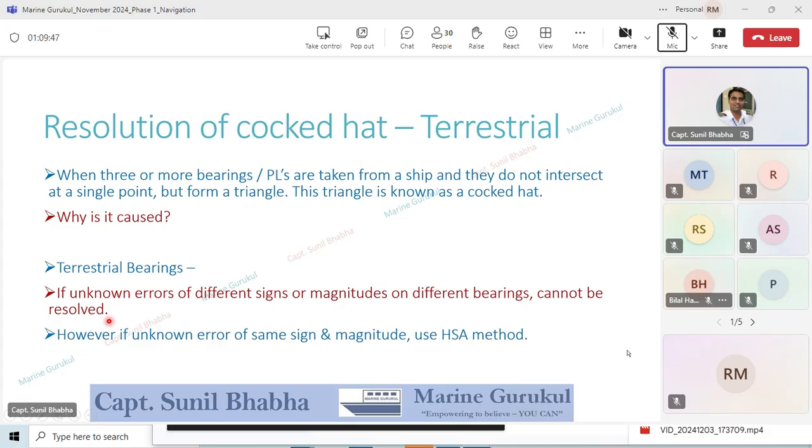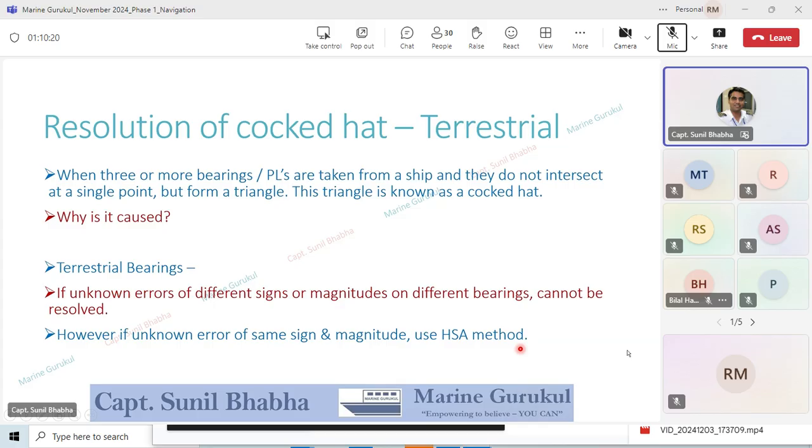A terrestrial cocked hat is resolved using the horizontal angle method or horizontal sextant angle method. Now, horizontal angle method is used in chart work, and in this method, if we have obtained two bearings from two objects, we use those two bearings to obtain the horizontal angle between the objects, and using that horizontal angle, we can obtain a position circle.